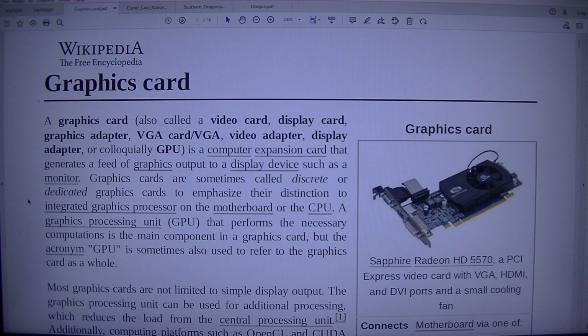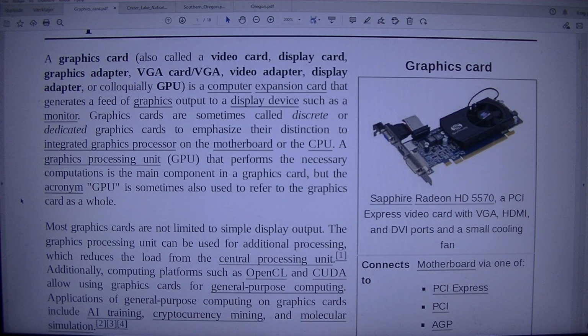Graphics cards are sometimes called discrete or dedicated graphics cards to emphasize their distinction from the integrated graphics processor on the motherboard or the CPU. A graphics processing unit, GPU, that performs the necessary computations is the main component in a graphics card, but the acronym GPU is sometimes also used to refer to the graphics card as a whole.